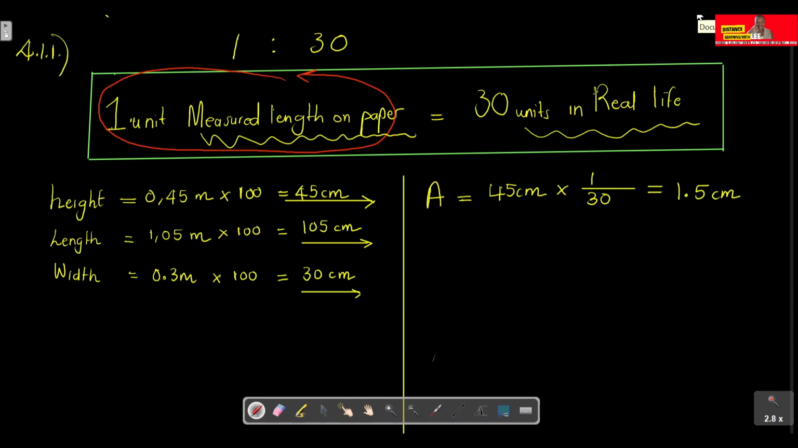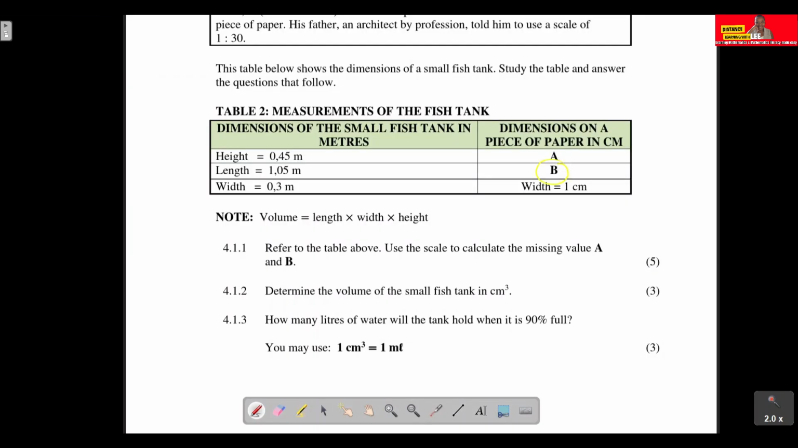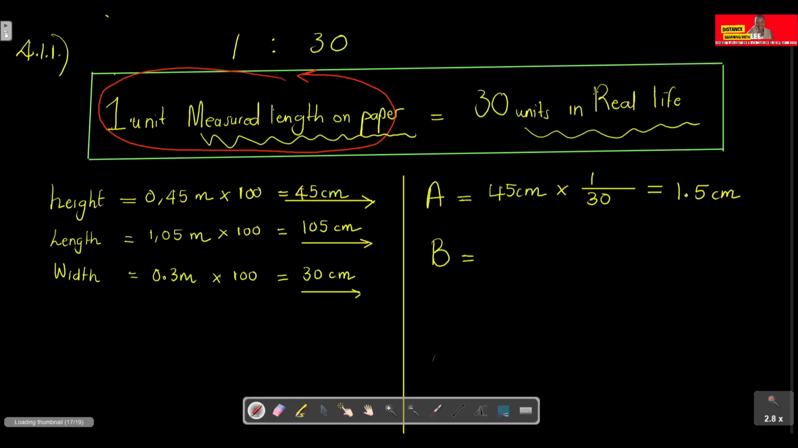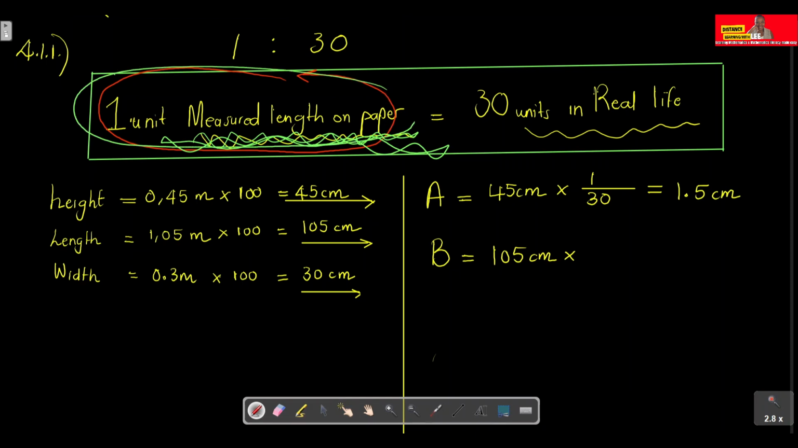So when Jonah is drawing this fish tank on a piece of paper, Jonah needs to ensure that he measures 1.5 centimeters on his ruler. Okay, so how can we determine B? This is B. We have the length of 1.05. Remember, we converted it to centimeters, so we're going to use 105 centimeters multiplied by, what do we want? We want to determine the units on a piece of paper. So you're going to multiply by 1, and you're going to divide by what you have.